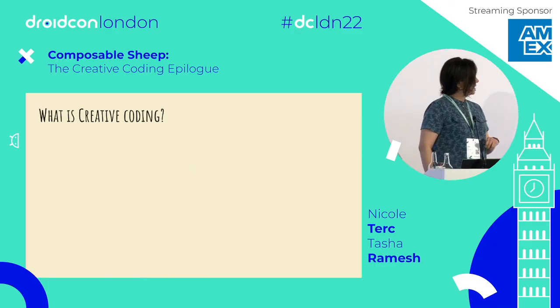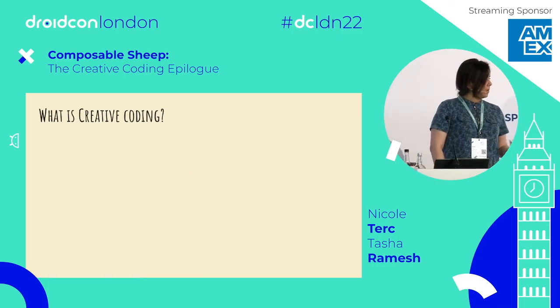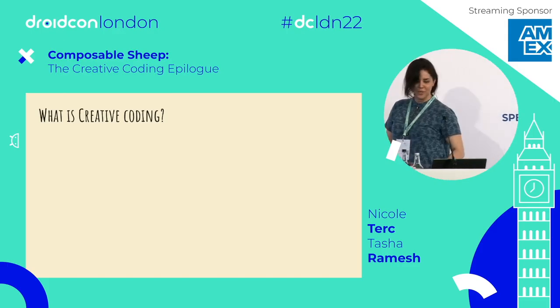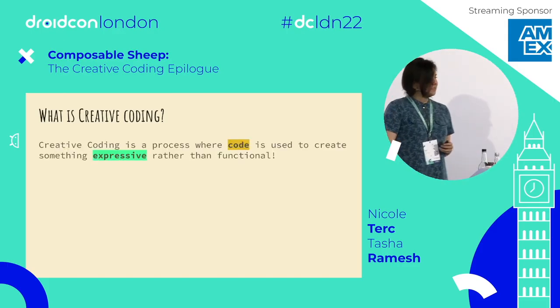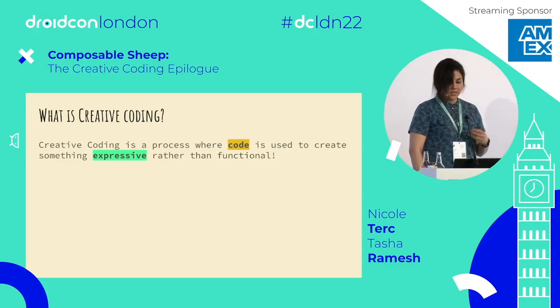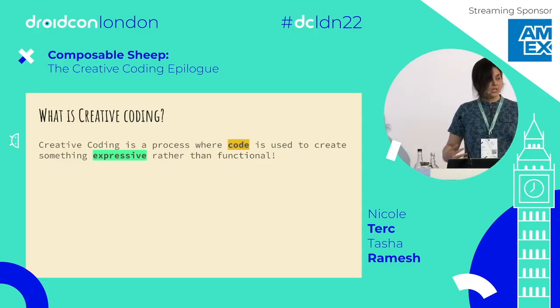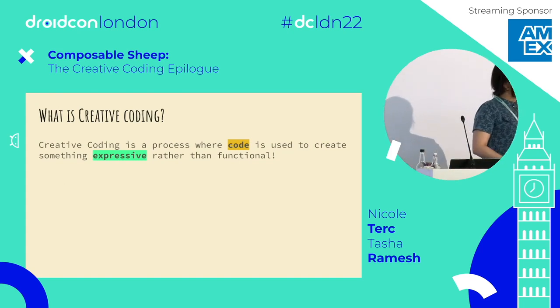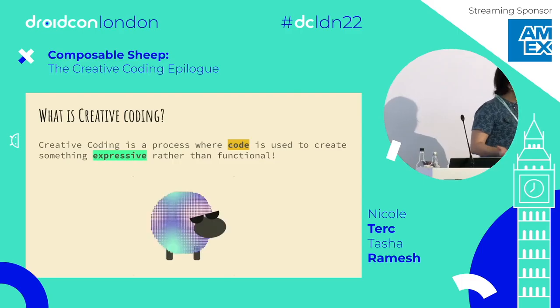And for that, let's answer our first question. What is actually creative coding? I mean, that's in the name of the talk, right? If you look for the definition online, you end up with something like this. Creative coding is a process where code is used to create something expressive rather than functional. Meaning that there's nothing super useful here for you. We're going to be doing fun stuff for the sake of it.